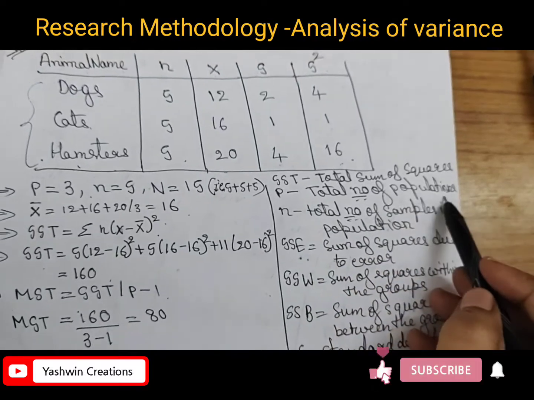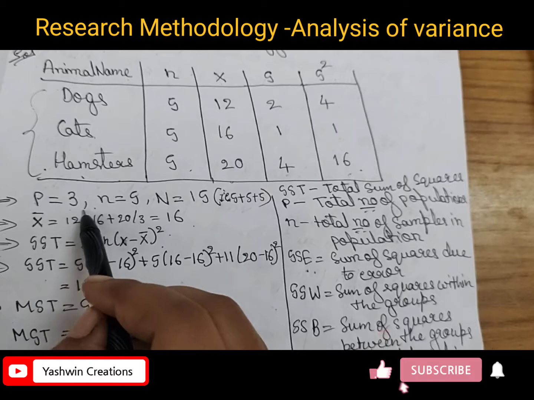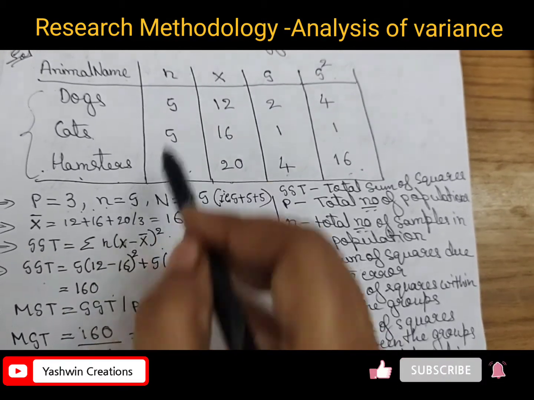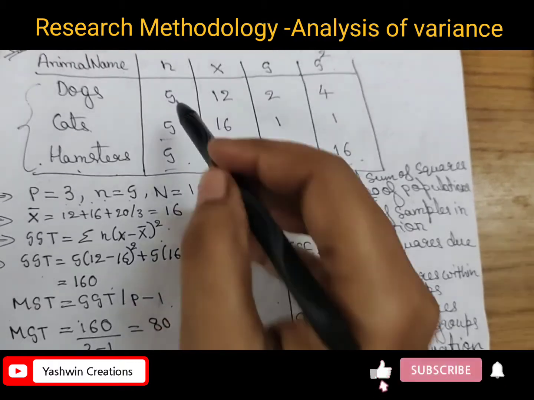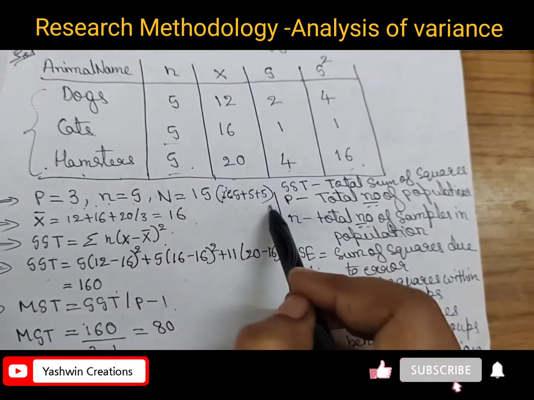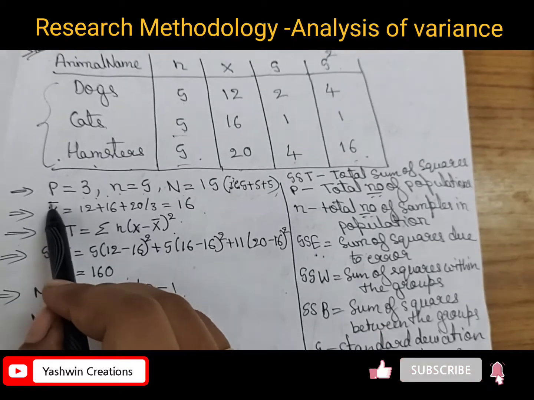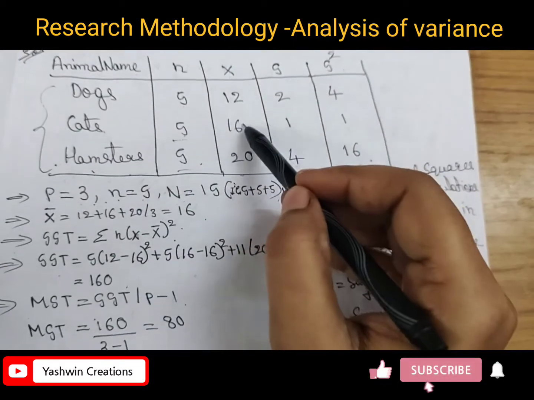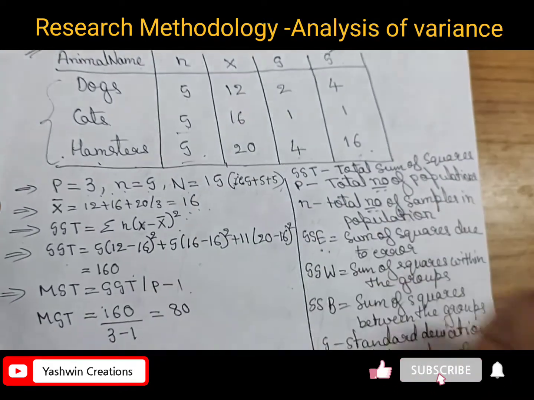Total number of population. Okay, so here 3 categories are there, P equals 3, n equals 5. Here n equals 5 and the capital N is 5 plus 5 plus 5, that is a total of 15. X dash, that is the total average. So 12 plus 16 plus 20 divided by 3, you will get 16. So that is the answer.